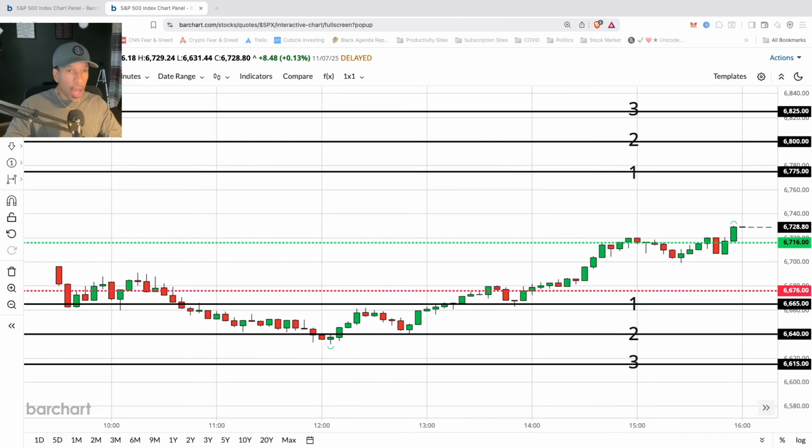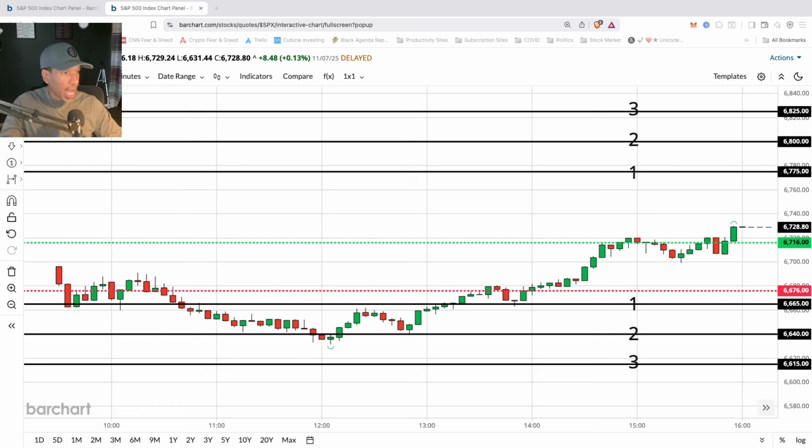cubicleinvesting.com. All right, so I want to talk about what took place in the market on Friday, particularly with the S&P 500 or the SPX, which is the index that represents the S&P 500. So what you see here is a 5-minute chart of the price action from Friday's trading session.